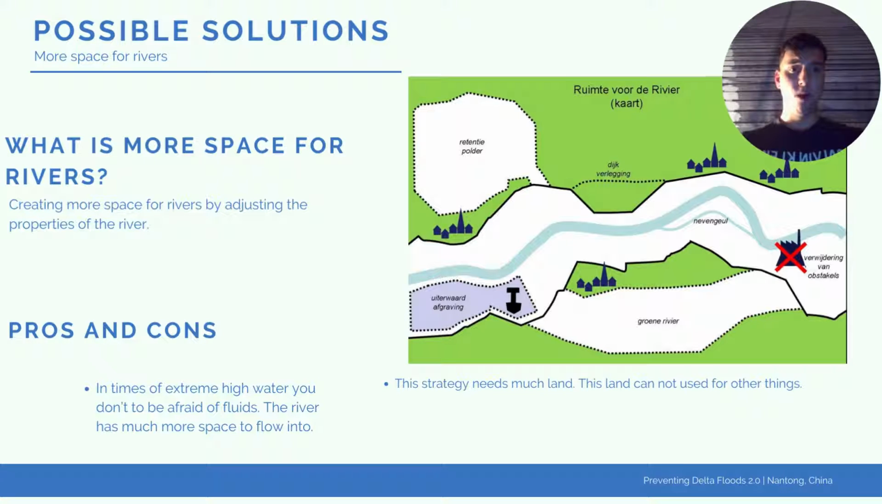A pro of the solution is that in times of extreme high water, people don't have to be afraid of floods. The river has much more space to flow into.